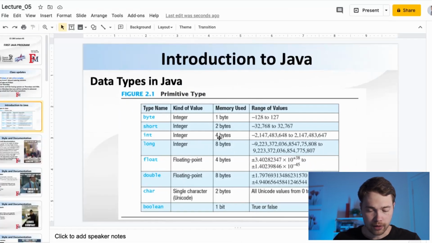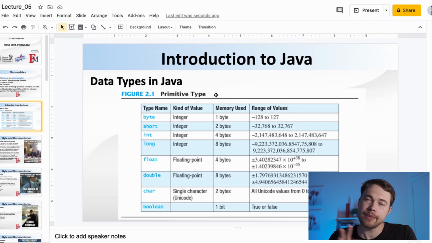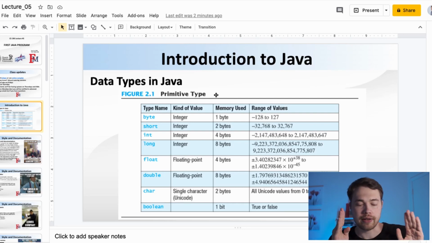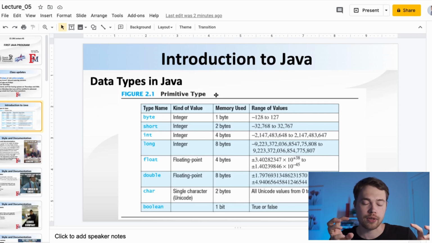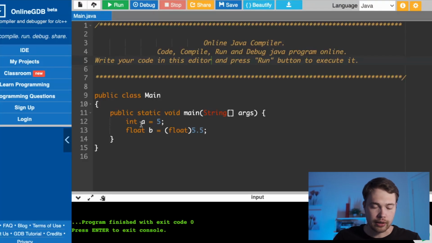So here we have a table, and those data types are called primitive data types. So there are primitive data types and there are complex data types. For the first part of this class, we'll definitely be talking only about primitive data types. If you're looking at a data type and you want to understand if it is primitive or non-primitive, just take a look at how it's spelled.